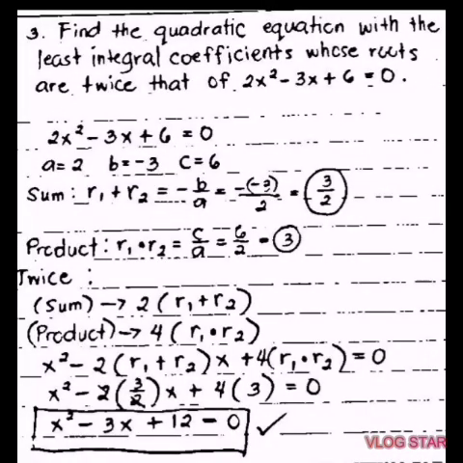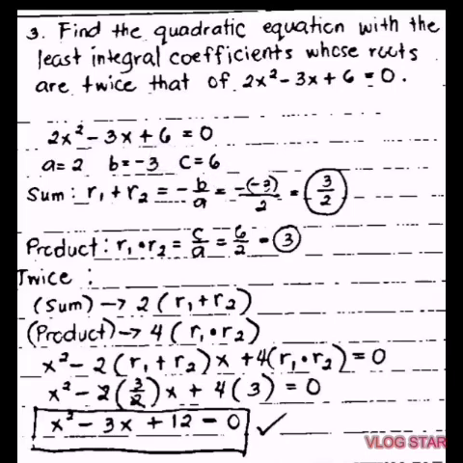If we are going to find the quadratic equation with the least integral coefficients whose roots are twice that of 2x squared minus 3x plus 6 equals 0, first write the quadratic equation given, 2x squared minus 3x plus 6 equals 0. And then write the values of a, b, and c. The value of a is 2, the value of b is negative 3, the value of c is positive 6.